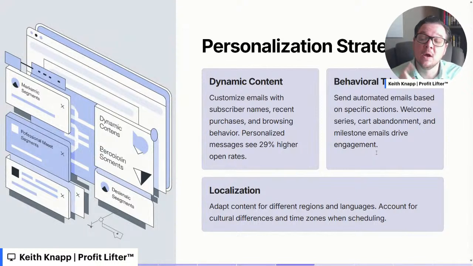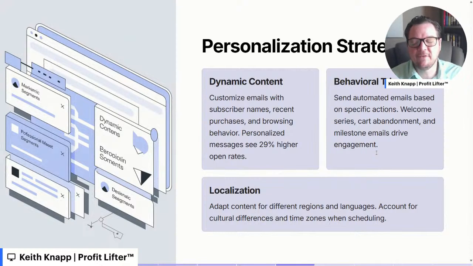Let me say it again. Personalized messages see 29% higher open rates. And this means using your short codes for things like contact names inside of your email titles. This gets people excited. This makes them go, oh, he's talking to me. I want to see what he's having to say.